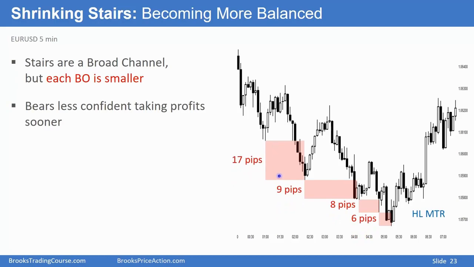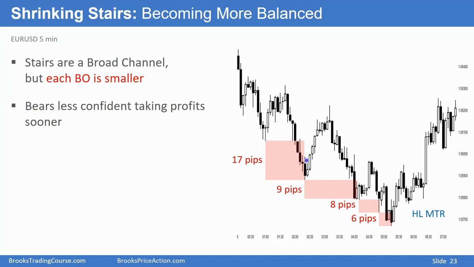17 pip breakout before we get a pullback. Over here, the market only fell 6 pips below the breakout point before we got the pullback. And then we ended up with a double bottom, higher low, major trend reversal. Head and shoulders bottom: left shoulder, head, right shoulder.